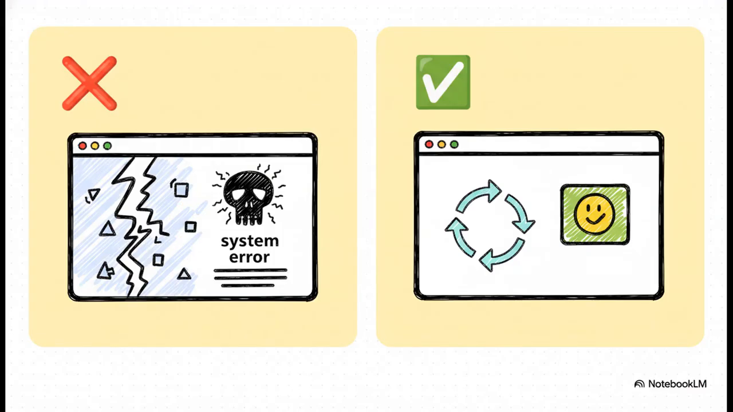And I mean, just look at the difference here. On the left, you've got this clunky experience, abrupt screen changes, weird system errors. Nobody likes that. But on the right, it's polished. We've got a reusable spinner to show that something's happening in the background, and friendly toast messages to confirm success or explain what went wrong. This isn't just about making things look pretty, this is about building trust with your user.